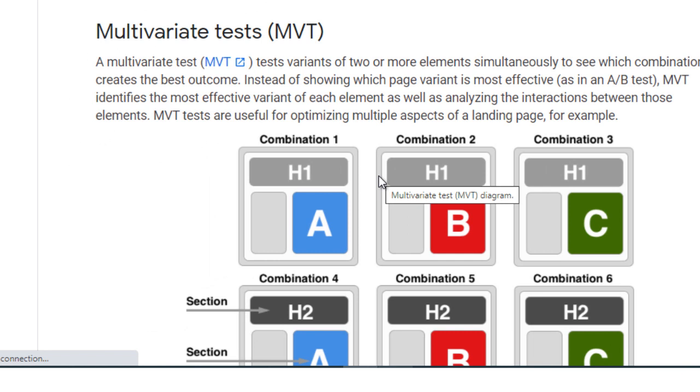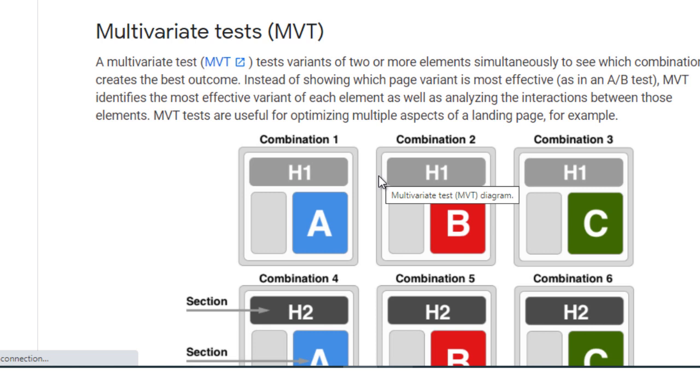So instead of showing which page variant is most effective, the MVT identifies the most effective variant of which element, as well as analyzing the interactions between those elements. So for example, let's say you have 3 different headlines, 4 different quotes, and 2 different testimonial videos in your product pages. So the MVT is also going to tell you which elements work best together.